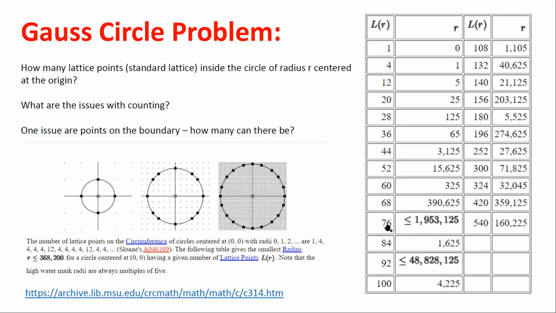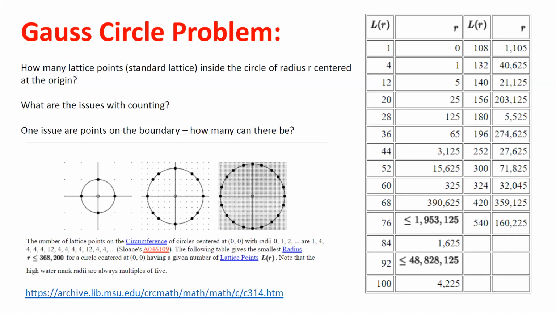I do love how for 76 and 92, the answer is at most about 2 million or at most about 49 million. Those are some good bounds. It's not quite as bad as Ramsey theory, but what do you notice about the values of r that it's displaying? They're 4 mod 8. So are they all 4 mod 8?